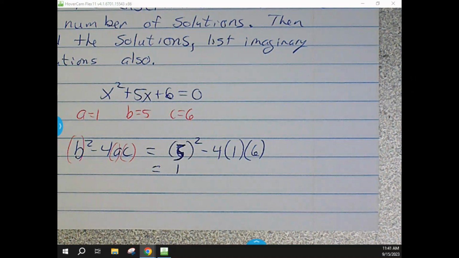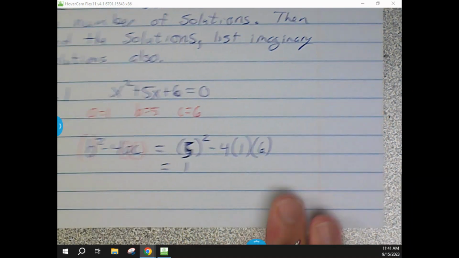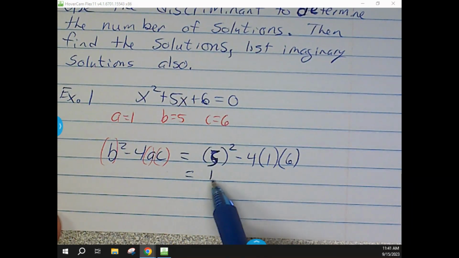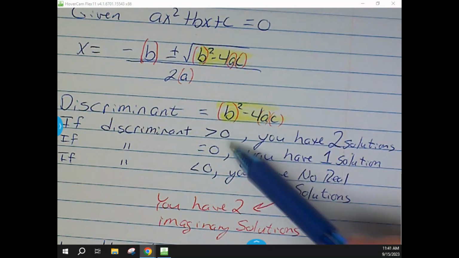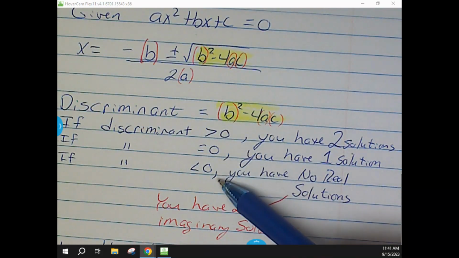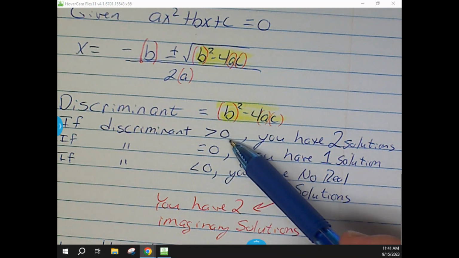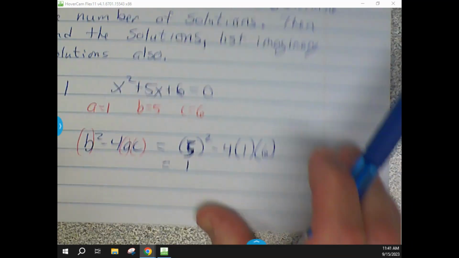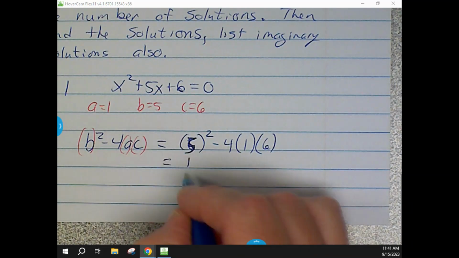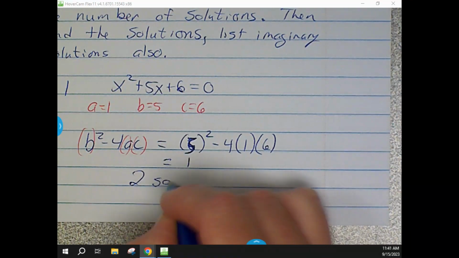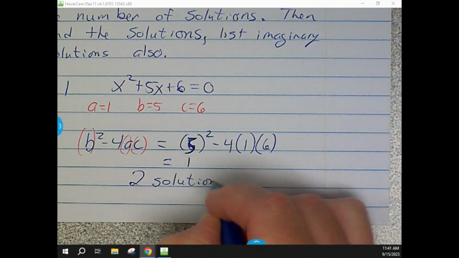Okay, so if it talks about the discriminant, we did b squared minus 4ac. Where does 1 fit? Is 1 greater than 0, equal to 0, or less than 0? Definitely greater than 0, right? It's positive. So in that case, we know we're going to have 2 solutions. So the discriminant in this case equals 1, and we're looking for 2 solutions.